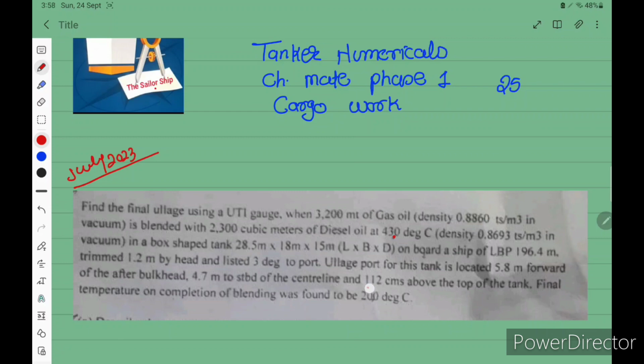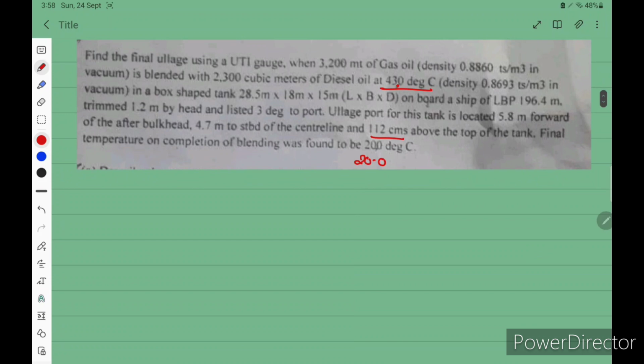The 112 is given in centimeters, so we have to convert it to meters. Find the temperature on completion of blending, which was found to be 20.0 degrees centigrade. So these two corrections: one is 43 degrees and one is 20 degrees. Let's see how we'll solve this type of numerical in the examination hall. So what is given in the question? First we have to show good presentation so that we can score the full 25 marks.